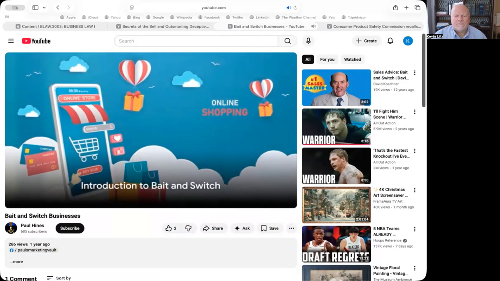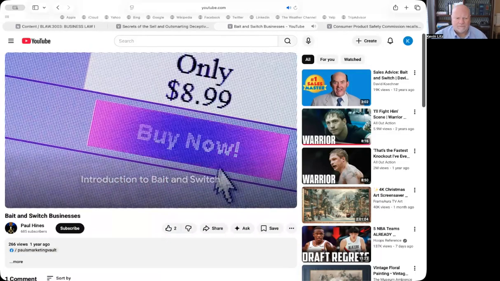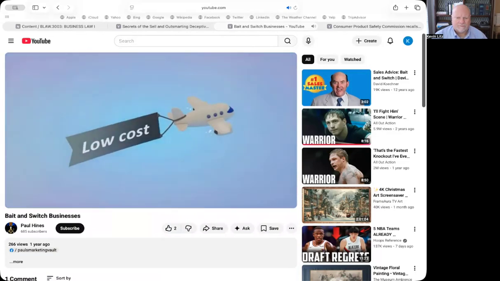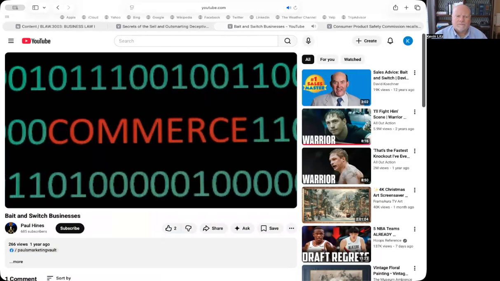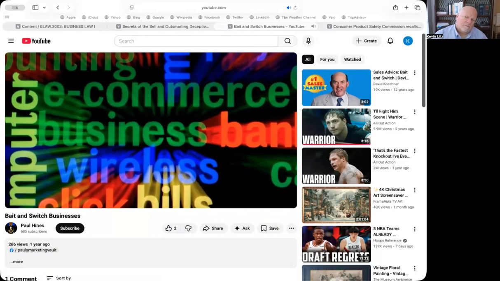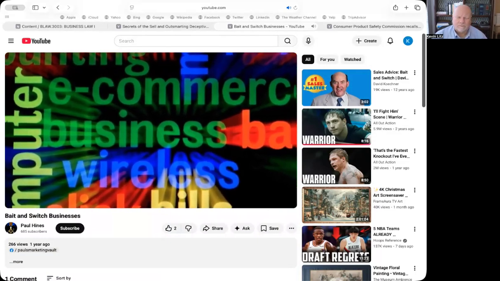Ever wondered why that unbelievable discount on your favorite online store disappeared the moment you clicked on it? Or why the low-cost flight you were eyeing suddenly skyrocketed when you tried to book? Welcome to the world of bait and switch businesses, a tactic as old as commerce itself, but given a digital makeover in the 21st century.